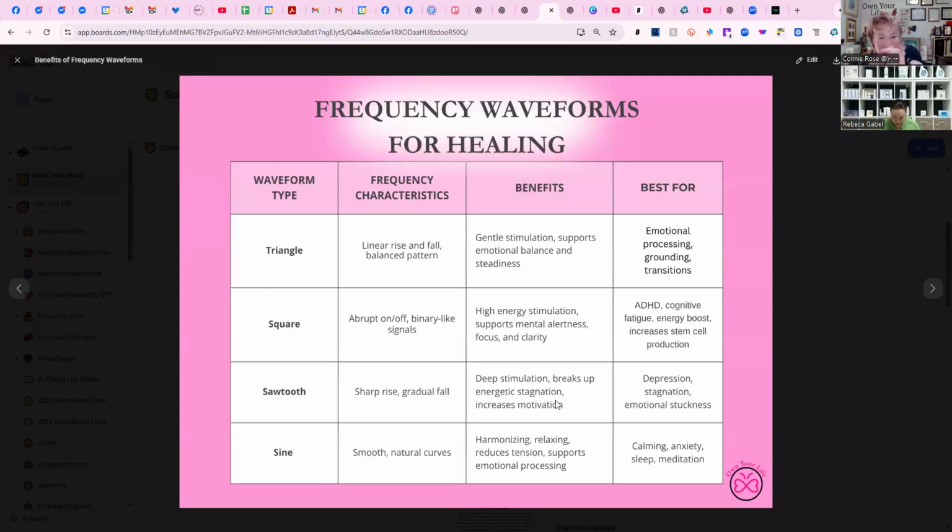Sawtooth, you could choose either a frequency or InnerVoice, put it on Sawtooth, and I'm telling you, it gets you moving. It is the best thing I found for procrastination because I'm like, okay, I really got to get out of bed. I need to get moving for the day, and I'll put that Sawtooth on, and man, my body just naturally wants to move, which is very interesting to me. I love, like, everything is a frequency, right? So also, if you're stuck in a deep depression, Sawtooth will make a difference there. It breaks up energy stagnation, increases motivation.